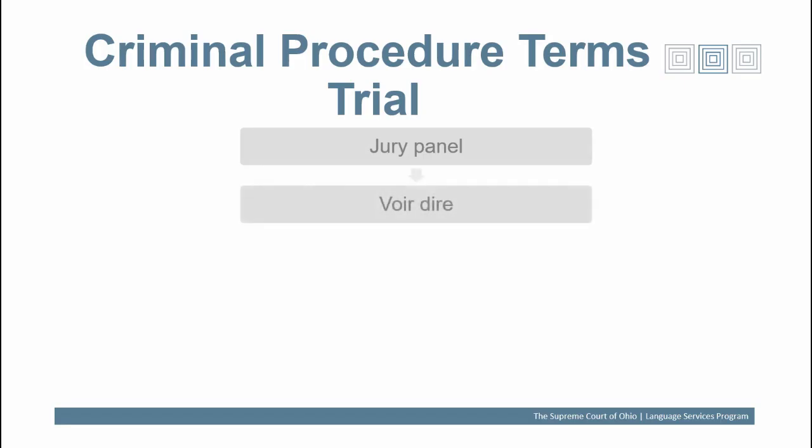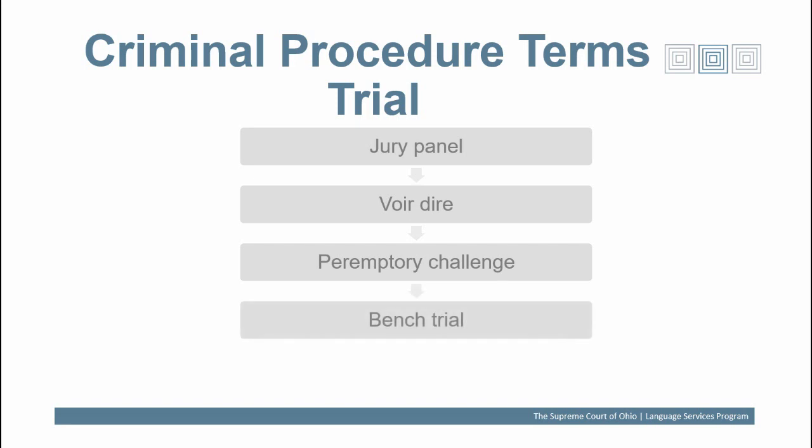Now we get to legal terms interpreters hear during the trial. Jury panel, a committee appointed to judge a competition. Voir dire, the process of questioning potential jurors to choose the people who will decide a case. Peremptory challenge, a right in jury selection for the attorneys to reject a certain number of potential jurors without stating a reason. Bench trial, a trial by judge as opposed to a trial by jury.